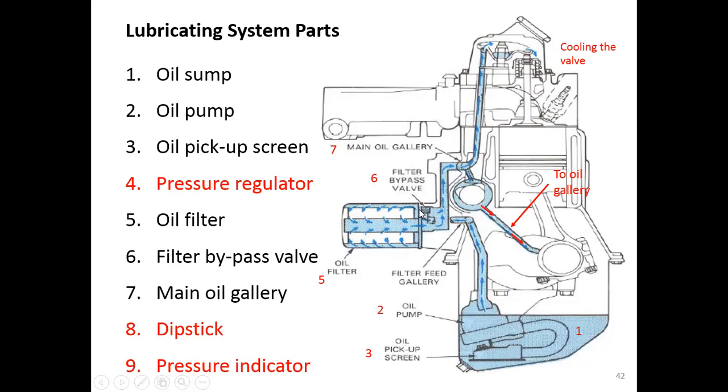And we also have the filter bypass valve, in case this filter is clogged. The oil will flow through this valve, so it's called the filter bypass valve, instead of flowing into the filter. And then we have a main gallery that will do the internal lubrication to the engine. They do not show here the dipstick or the dipper and the pressure indicator of the oil. You can see that some cars have a pressure gauge to determine the oil pressure here.